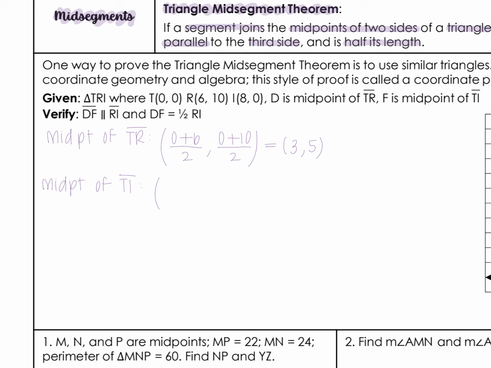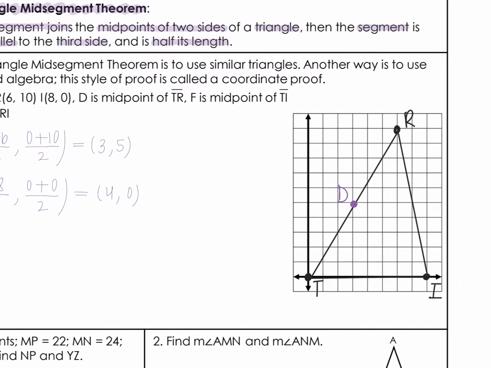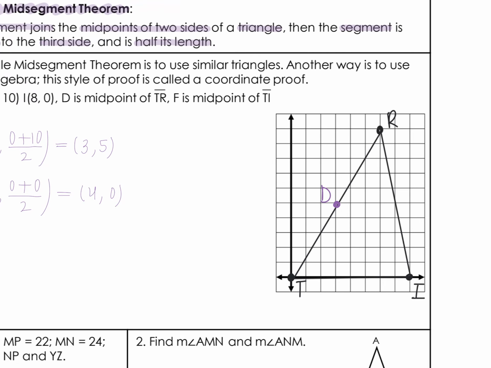Okay, so I'm going to take my x coordinates, 0 plus 8, divided by 2. Then my y coordinates, 0 plus 0, divided by 2. Okay, and when I solve that, 8 divided by 2 gives me 4, and 0 divided by 2 is going to give me 0. So I'm going to plot my point F over here at 4, 0. Okay, and then I'm going to just draw a line connecting them so I can see my midsegment.